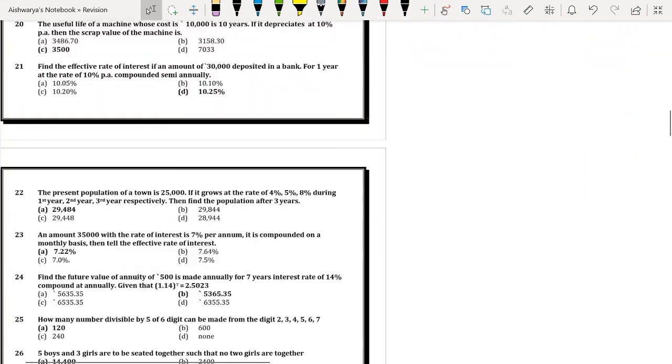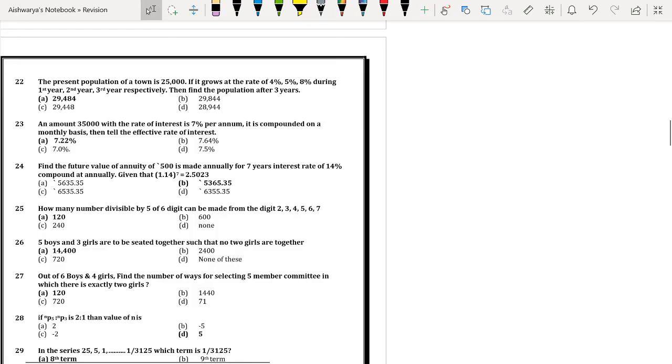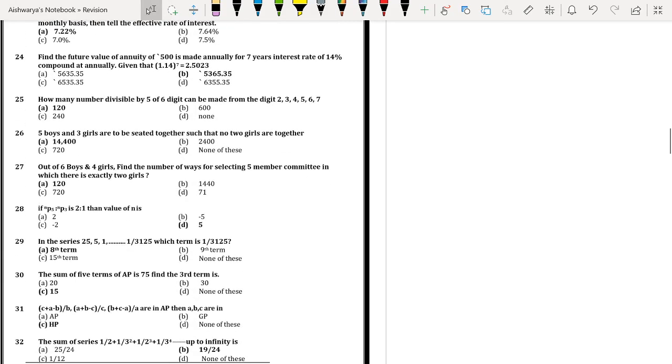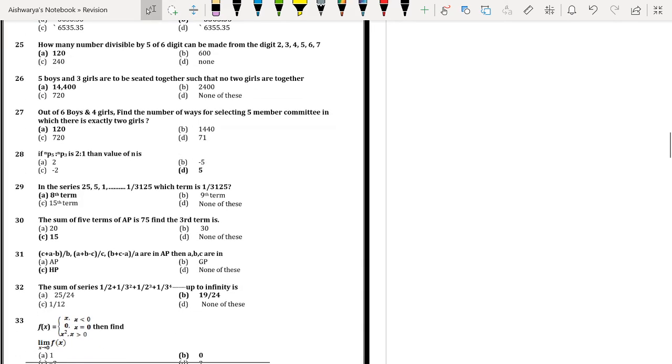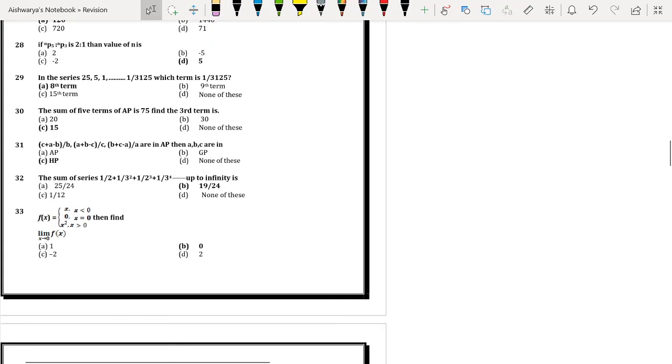Now 11 to 24, up to here is time value of money problems. Then 25, 26, 27, 28, 4 questions from permutation and combination only. Then 29, 30, 31, 32, 4 questions from AP GP.